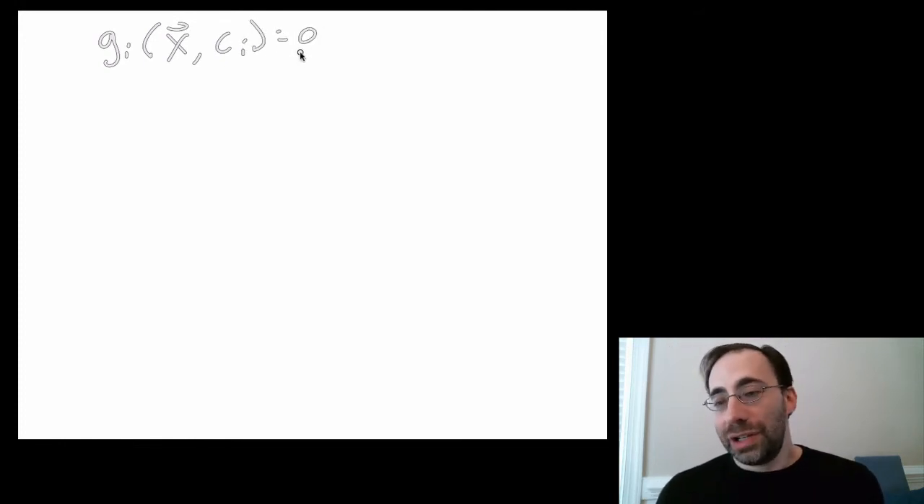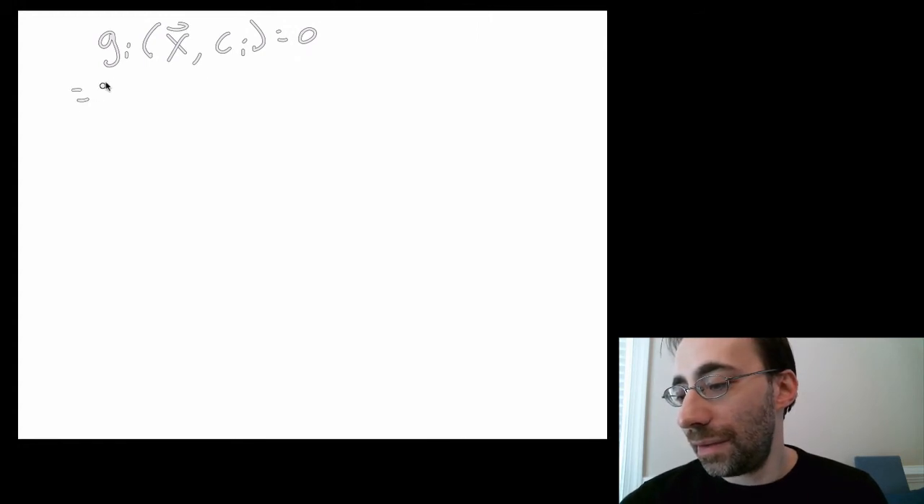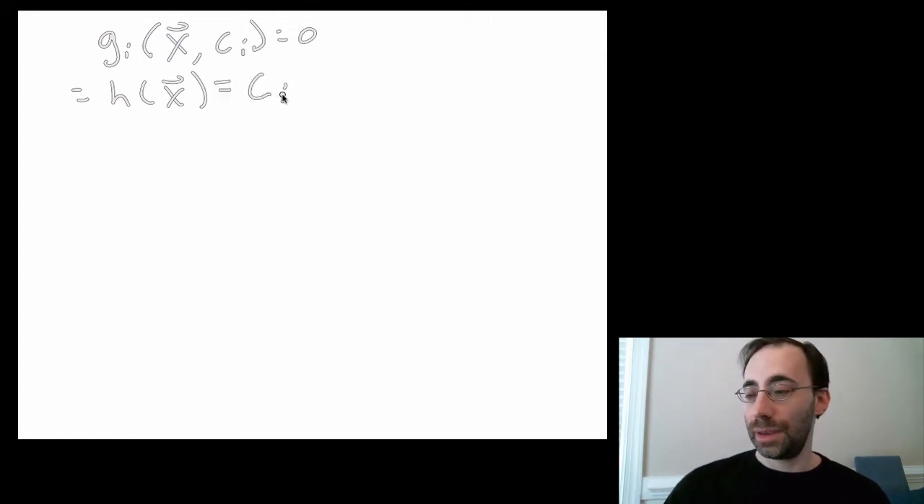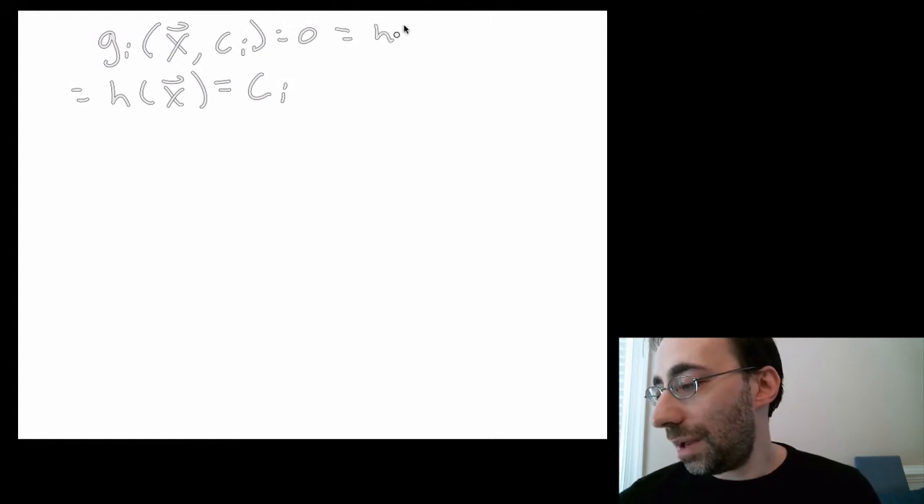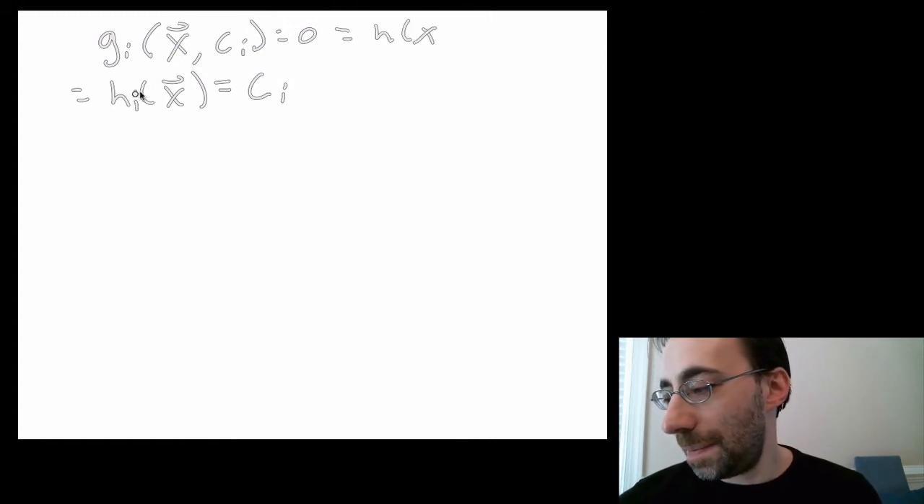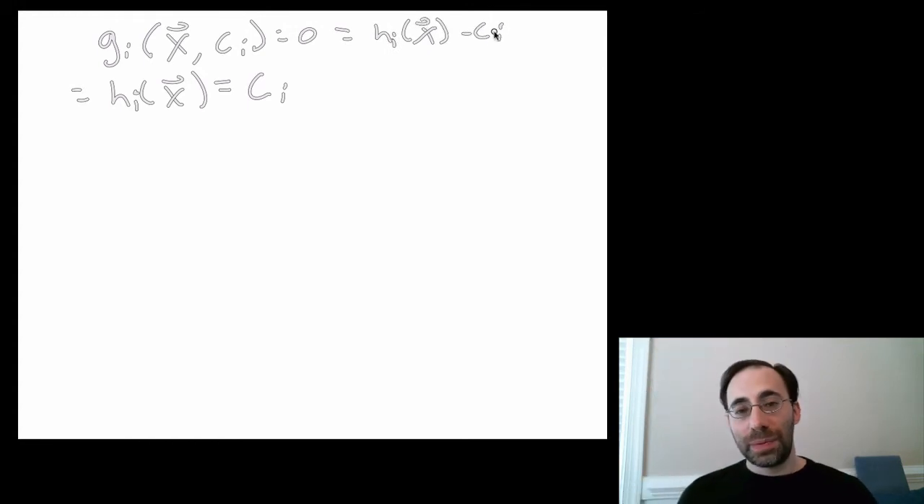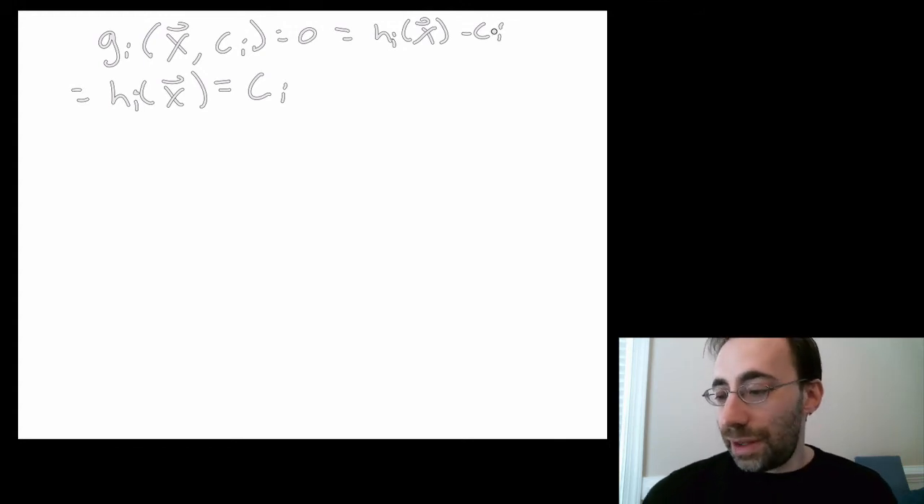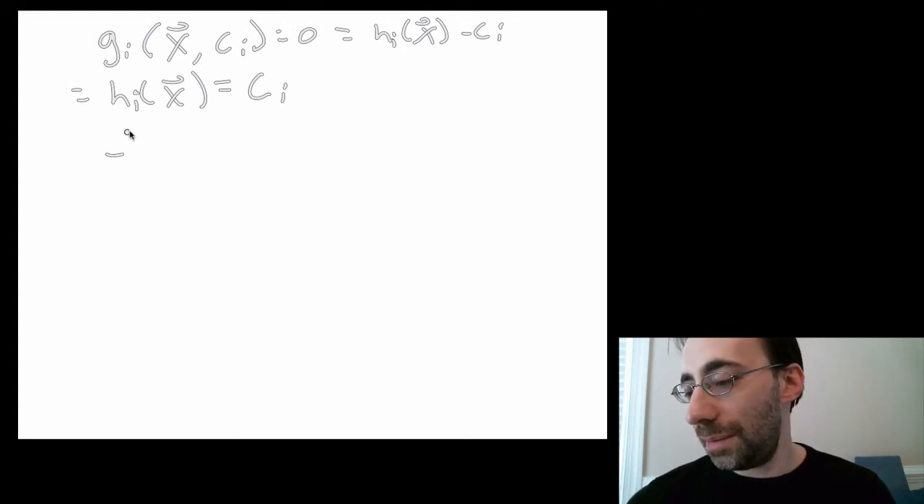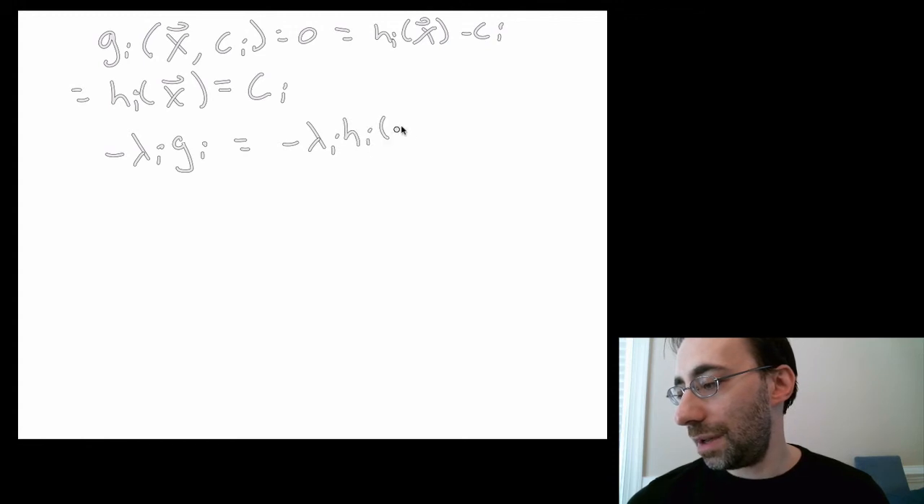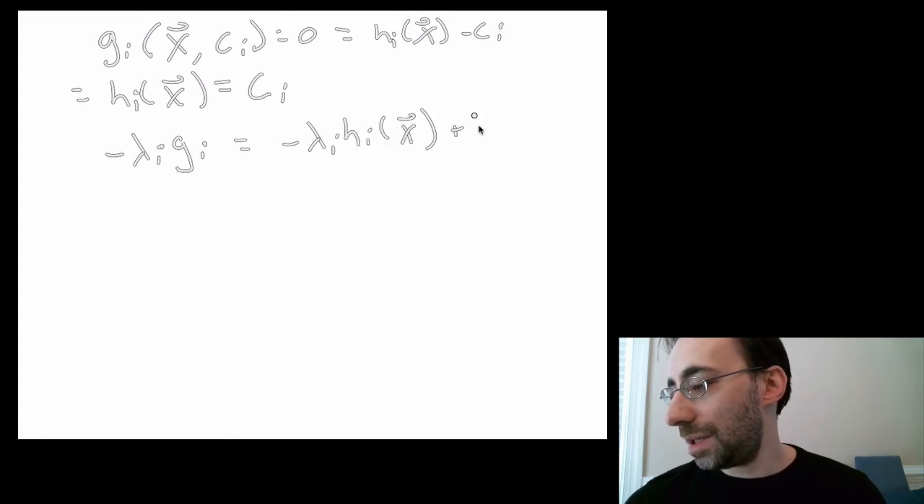But in general, there were things like budget constraints, in which you had some function of the variables that had to equal some constant. So this thing has to equal h_i(x) minus c_i. By splitting it up, we can get a handle on what these things mean. They occur in the Lagrangian multiplying lambda_i. So negative lambda_i g_i is equal to negative lambda_i h_i(x) plus lambda_i c_i.